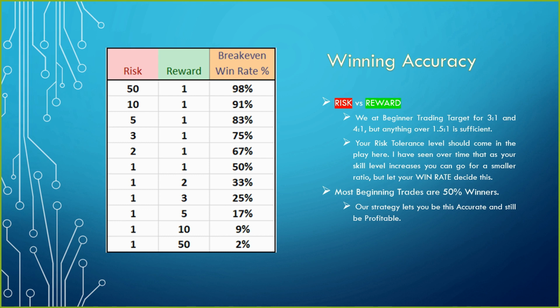And as this chart says here, most beginning traders are 50% winners. Our strategy is really just trying to get you to be about 50% accurate, because if you consistently do a 1 to 2 or 1 to 3 and you get 50%, that itself is going to give you that profit. You're not going to be break even, but in the profits and in the green. So if you're anywhere near 60% and 70%, you're going to really start seeing an increase in your profitability.